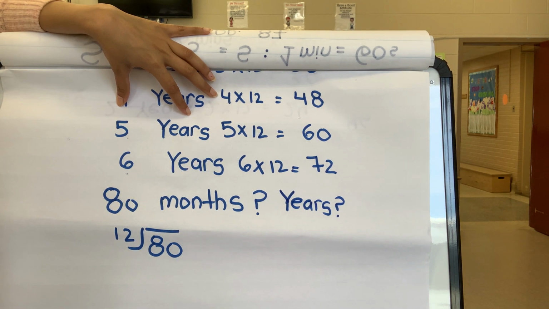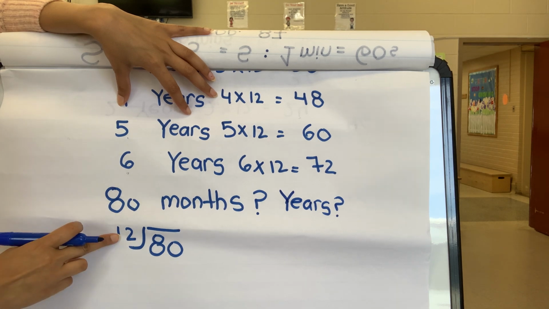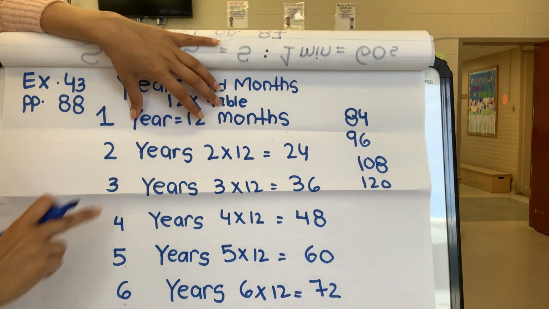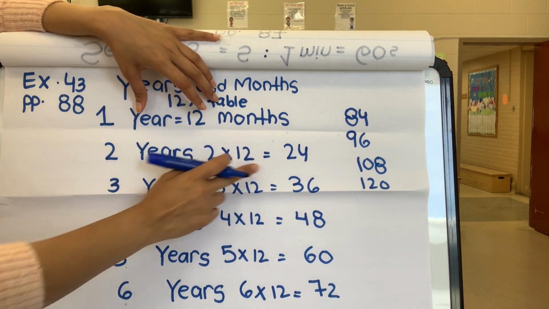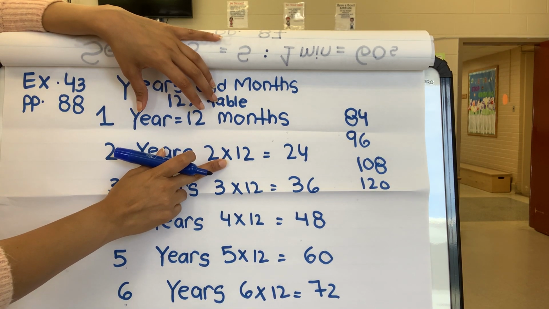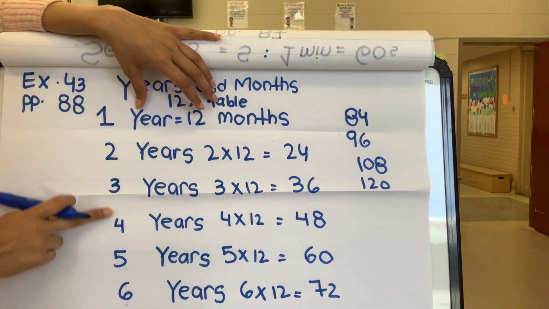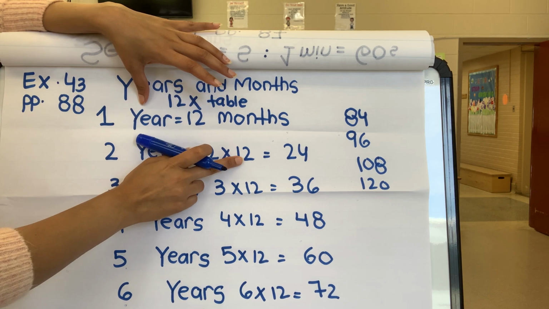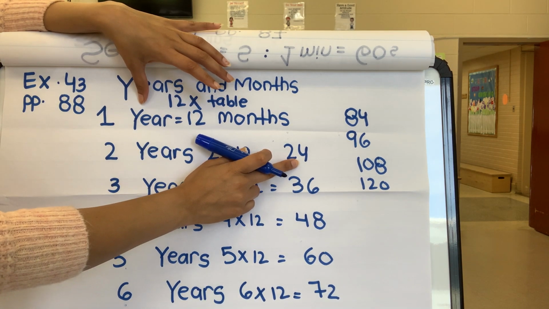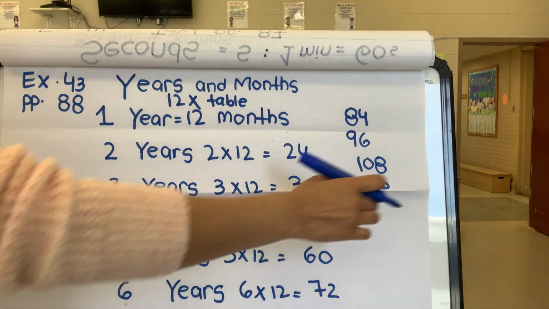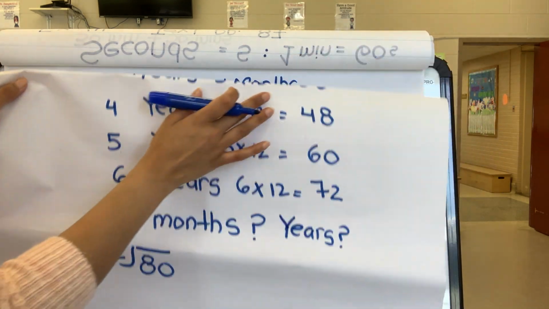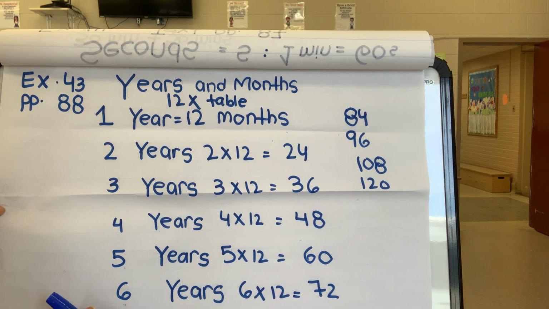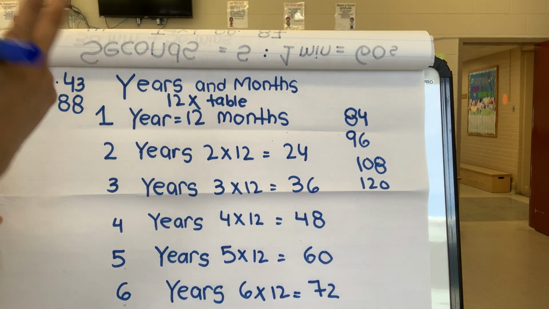What you need to do is divide. Over here, when we had to find the months, we were multiplying, right? I gave you the years, you multiplied the number by 12, and you got your months. But over here, I'm not asking you to find your months, I'm asking you to find your years. What if it's the opposite?